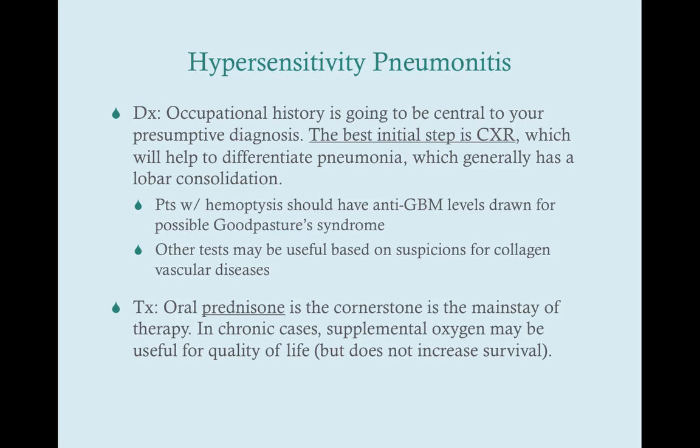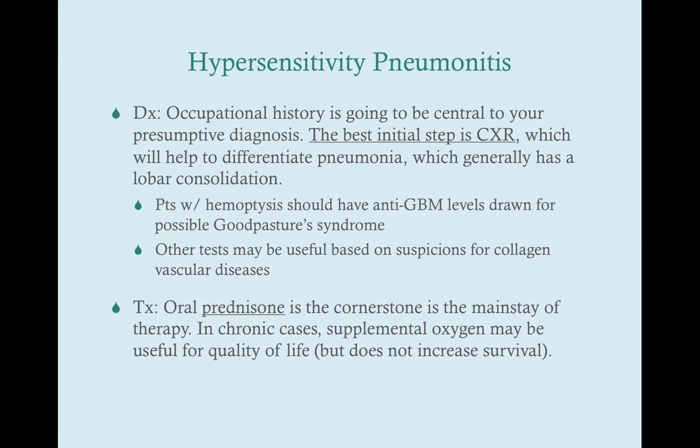Patients who have hemoptysis should have their anti-GBM levels drawn for possible Goodpasture syndrome, particularly if their routine labs are abnormal. And by routine labs, I mean their kidney labs. Other tests may be useful based on suspicions for collagen vascular diseases. You always have to include collagen vascular diseases in any restrictive lung disease or in any interstitial lung disease. Treatment is going to be oral prednisone. That's the cornerstone for therapy.